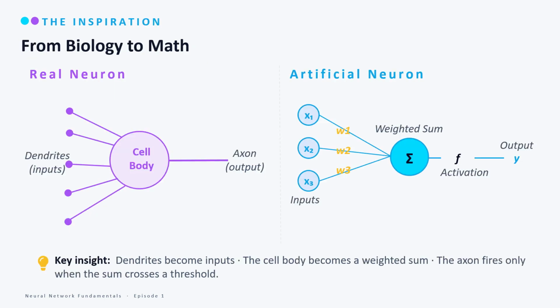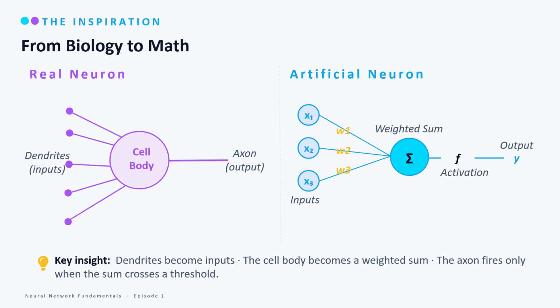Okay, story time. Back in the 1940s, scientists looked at the human brain and asked a question: can we copy this? Look at a real neuron. It has 3 parts. Dendrites: these collect signals from other neurons. Think of them as inputs. The cell body: this adds up all those signals. And the axon: this sends out a signal only when the total is strong enough.